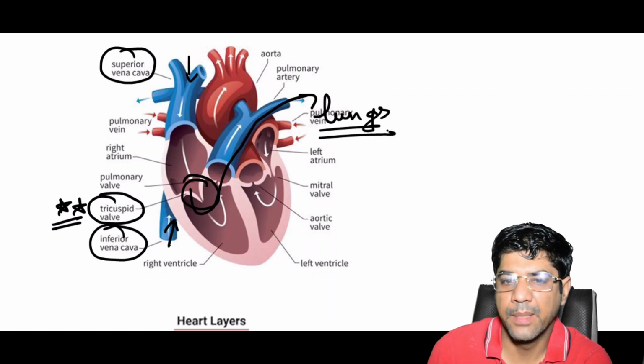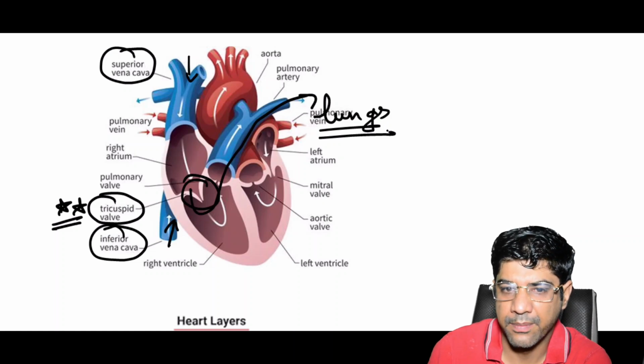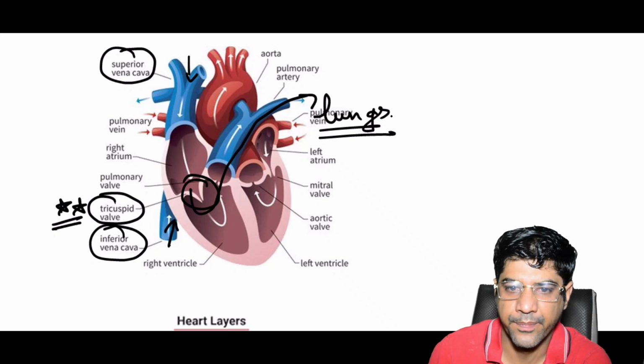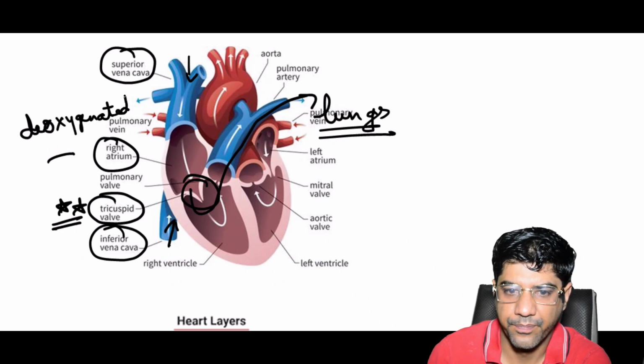Now the question is, what type of blood does the right atrium receive and through which vessel? The right atrium, remember, receives deoxygenated blood via the superior and the inferior vena cava.